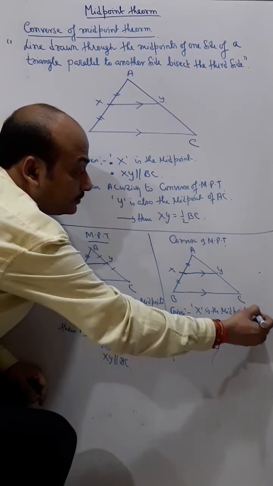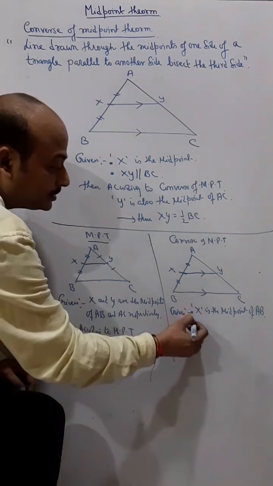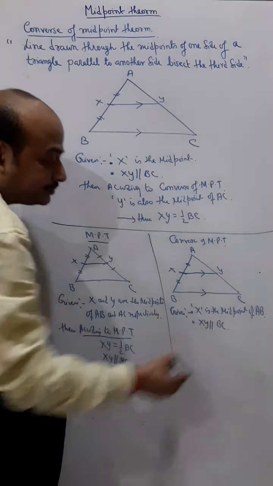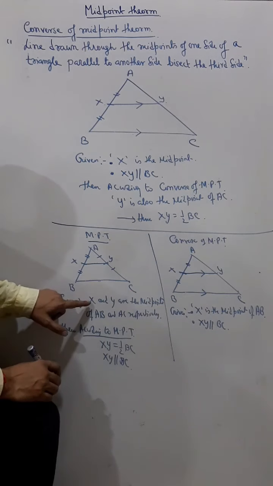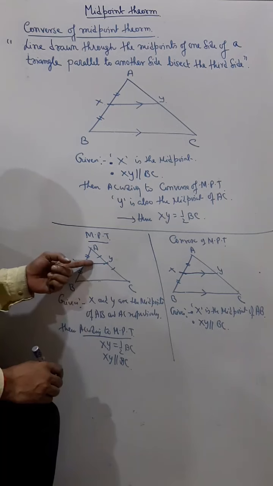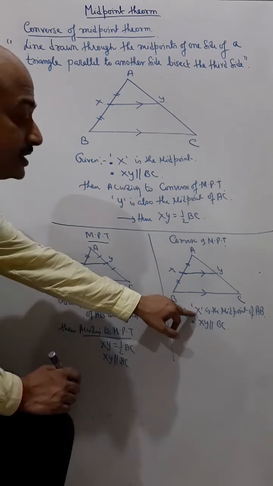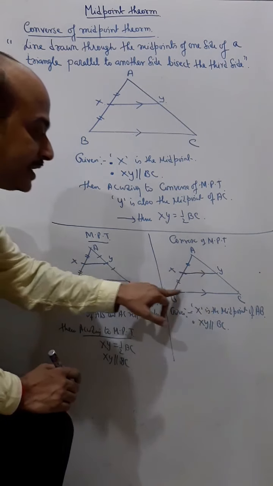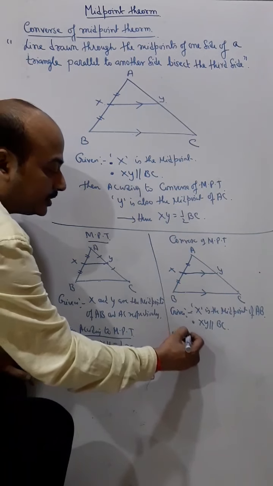X is the midpoint of AB. And what is given? It is also given that XY is parallel to BC. So you can understand, in the given, X and Y both are midpoints, and therefore XY will be parallel to BC and XY will be half of BC. But here what is given? X is the midpoint, it is given, and XY is parallel to BC. So that is given.